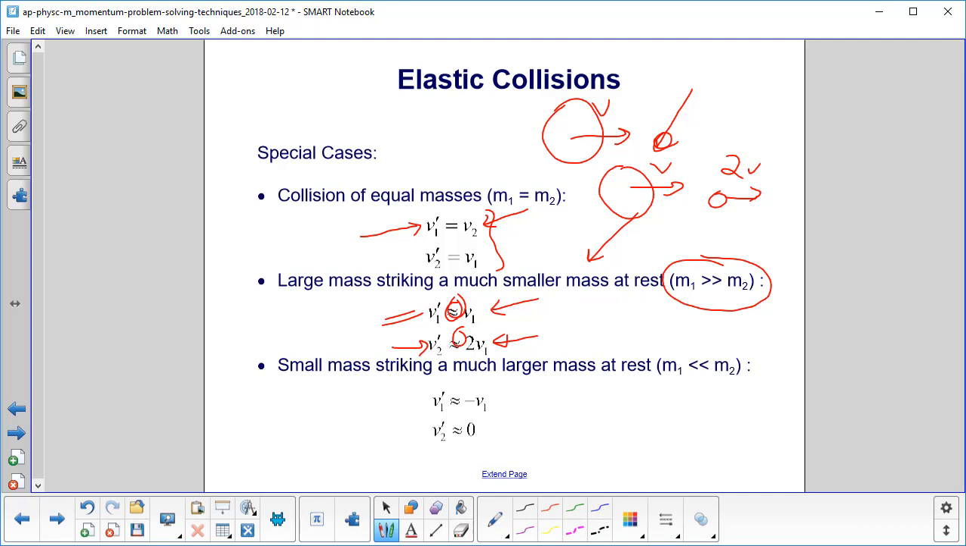But that's approximately true, and obviously the bigger this is, the closer that is to being exact. If you have a small mass striking a much larger mass, that's when m1 is much less than m2, the small mass will reverse velocity and go in the other direction with roughly the same magnitude, and the second larger mass will barely move.